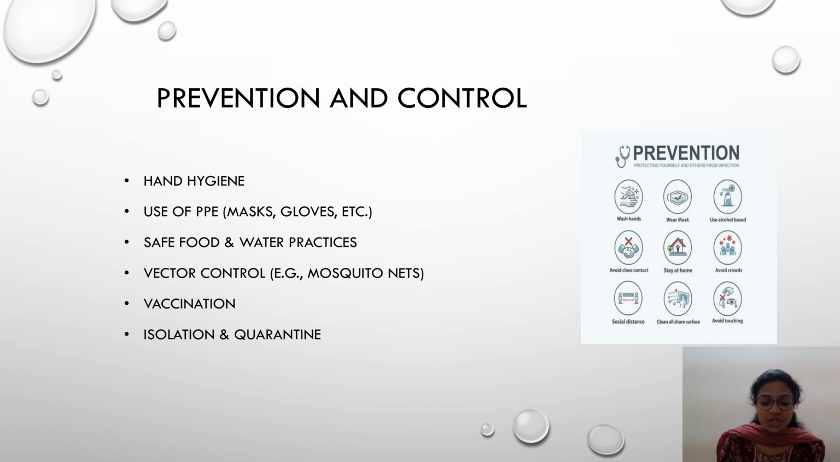Next is vaccination, which is to build immunity to prevent infection, and also isolation and quarantine for infected or exposed individuals. These measures are simple, but they are very powerful in reducing transmission.